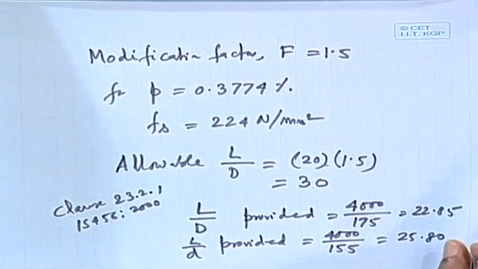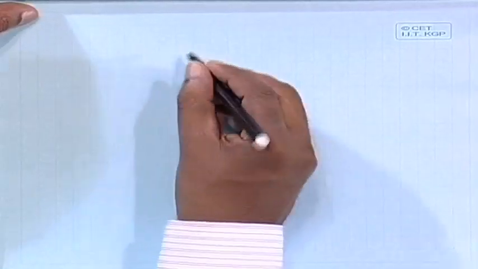So, this is the simply supported case. Now, we have to provide the reinforcement. What do we have to do? We have two parts. So, let us first summarize.